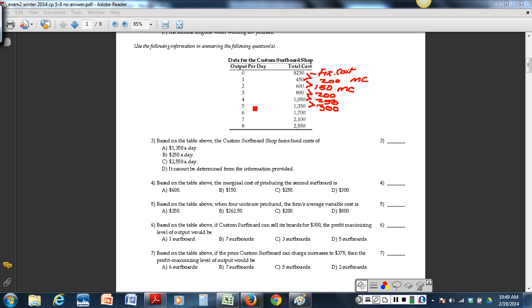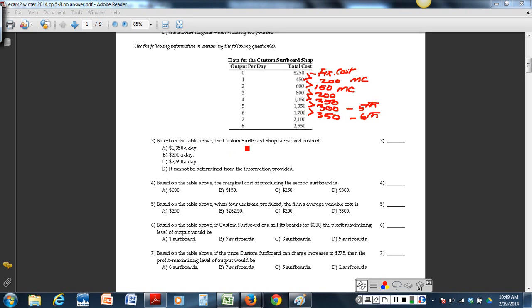And then when I go from 5 to 6, the sixth unit is going from $1,350 to $1,700. So that's about a $350 increase. So that would be the marginal cost of making the sixth unit, right? The previous one is for the fifth unit. That's what we're saying. So that's the marginal cost. Now that we know this information, let's go and look at what the questions are.